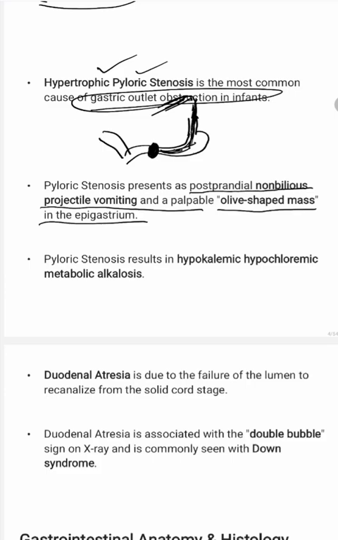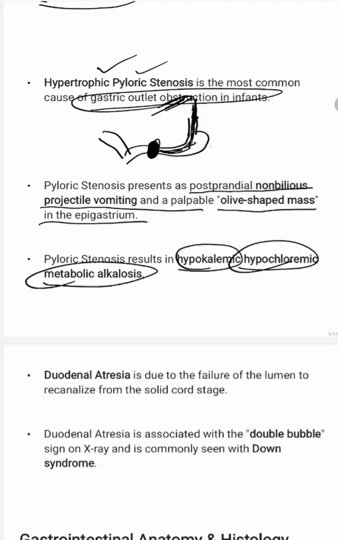On abdominal palpation, there will be an olive-shaped mass. Now, pyloric stenosis results in hypokalemic, hypochloremic metabolic alkalosis. What is present in the stomach? In the stomach there is HCl. So along with the vomit, this HCl will also be expelled from the body. As a result, loss of acid will lead to alkalosis. Chloride is also lost, so hypochloremic metabolic alkalosis.